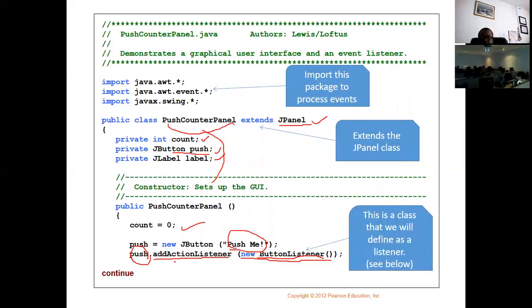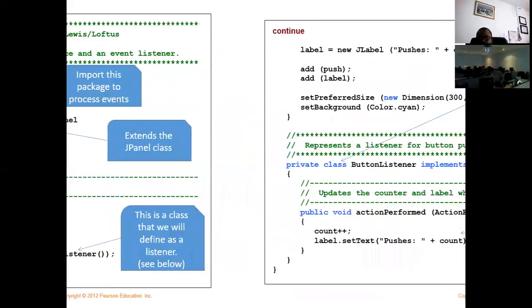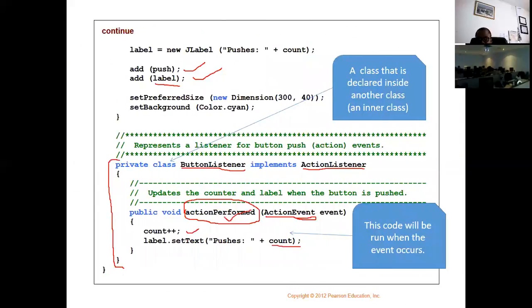So we add an action listener to push, which is a J button. That action listener takes in a button listener. So when push generates an event, the button listener is instantiated, and it runs the action performed, right? Which does something to change the count and change the text that is on the panel.